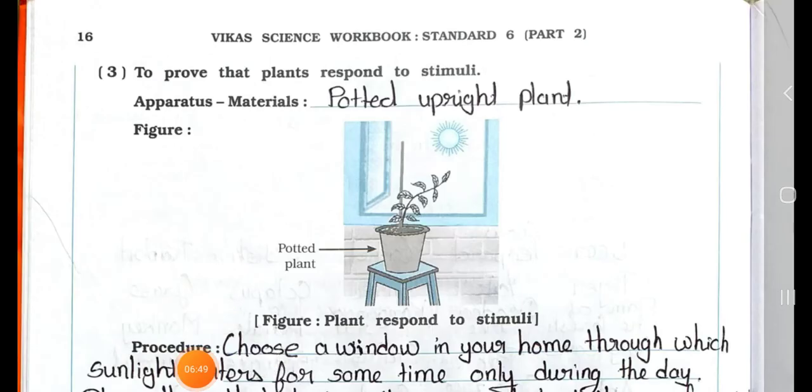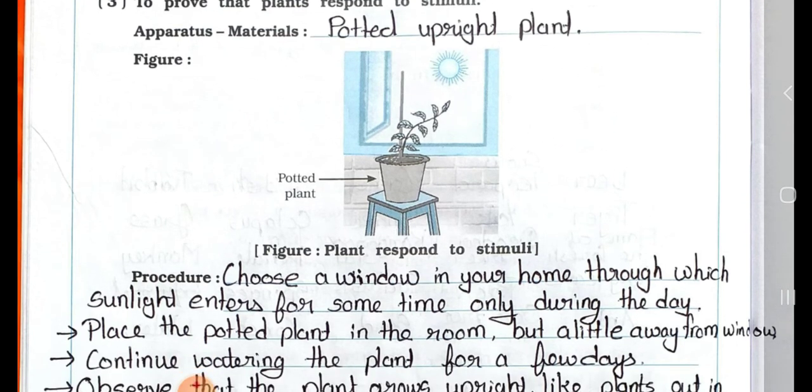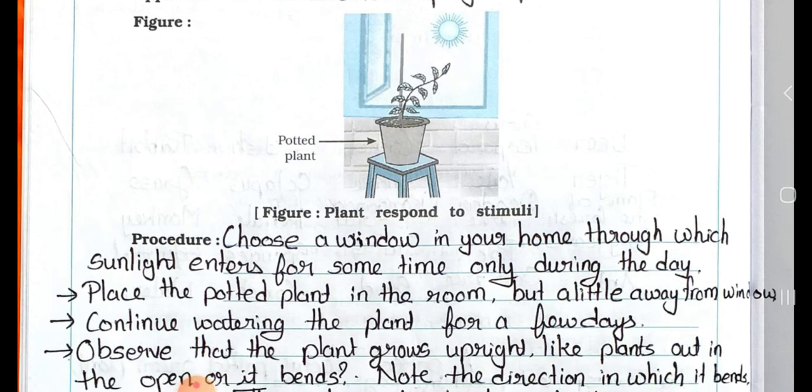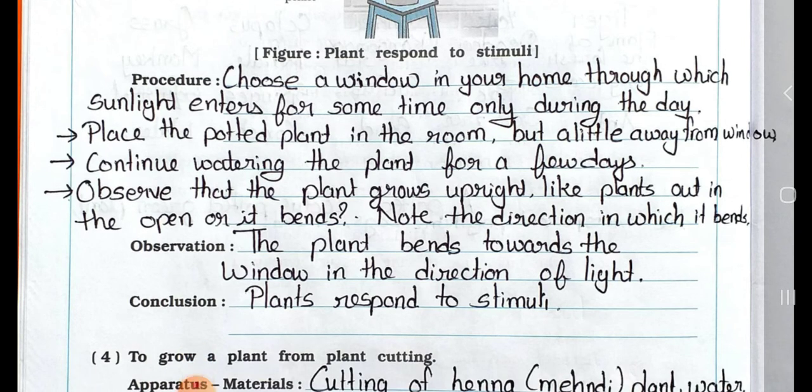See the next page. To prove that plants respond to stimuli, here the apparatus and materials are a potted upright plant. See, the potted plant is near the window from where the sunlight easily comes. Procedure: choose a window in your home through which sunlight enters for some time only during the day. Place the potted plant in the room but a little away from the window.